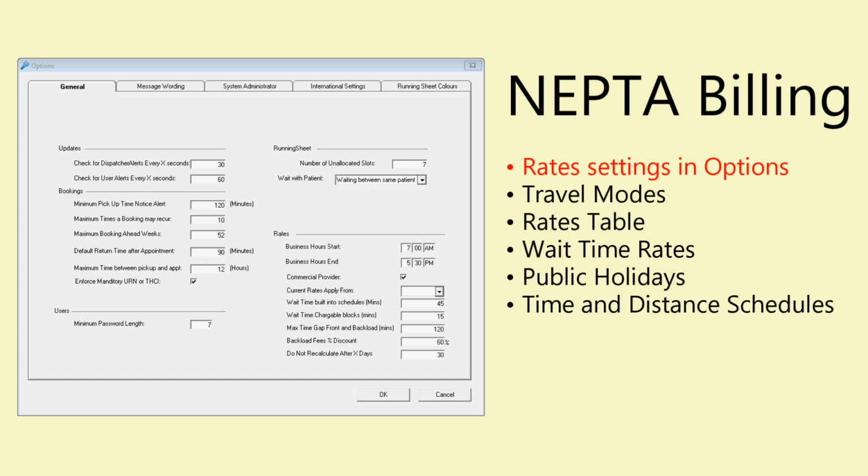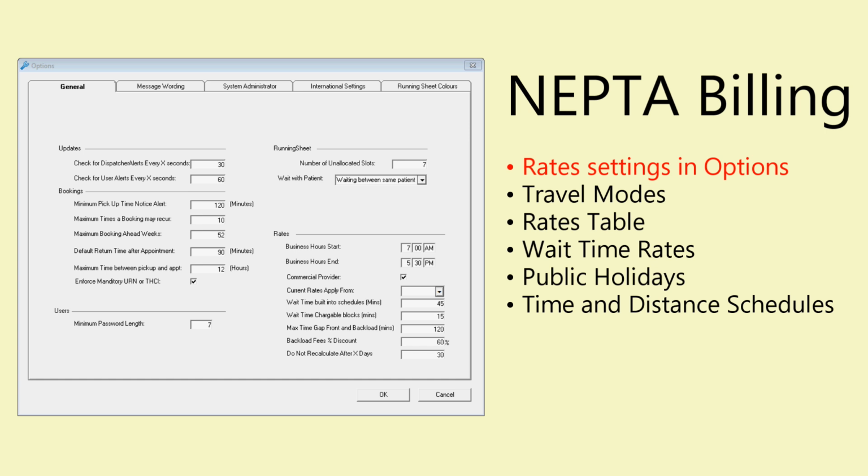The next 2 fields are about the wait time. That is the time your crews spend waiting to pick up or to drop off a patient. They are both set by the government agency that you contract to. In this case, 45 minutes is built in to the schedules for pick up and drop off, and if the wait time exceeds that 45 minutes, then any wait time over that is charged in 15-minute blocks.